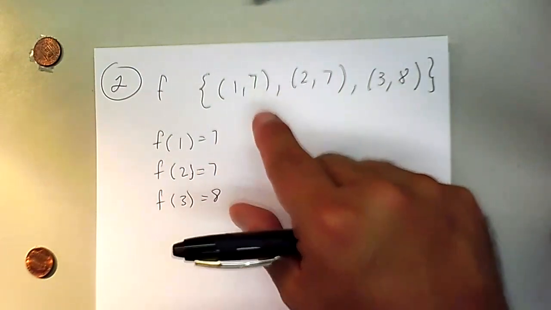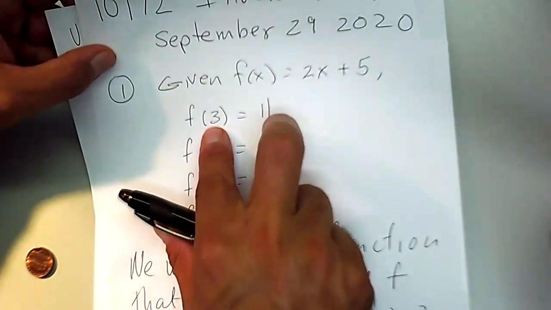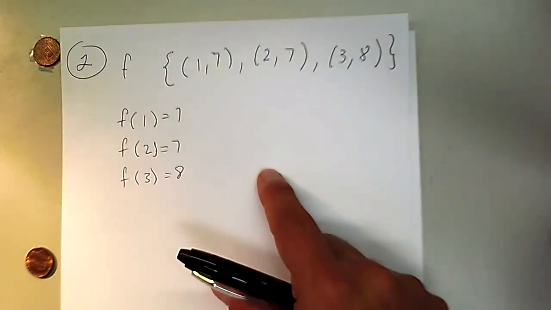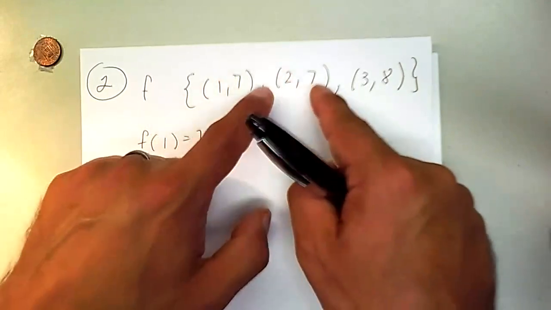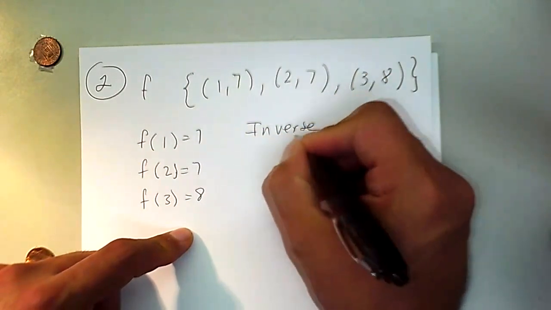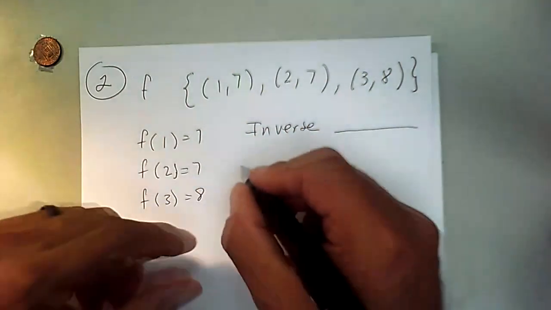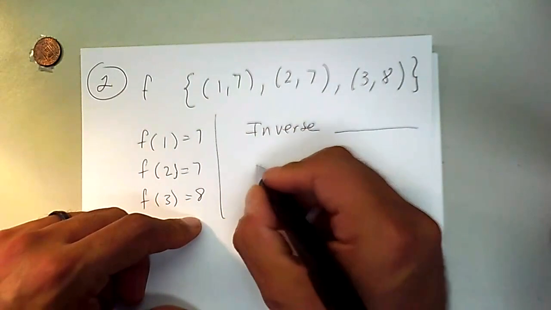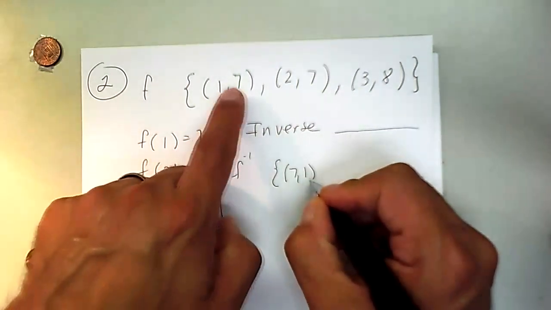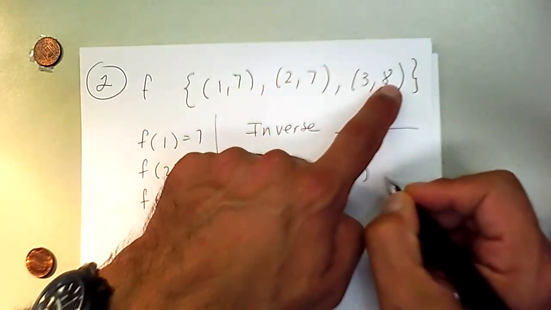Does that have an inverse function? Now, let's recall what the inverse does. The inverse switches x's and y's the other way. So at first sight, all we have to do is just swap those two around. So the inverse will be 7, 1. So reverse the x and the y. 7, 2, and then 8, 3.